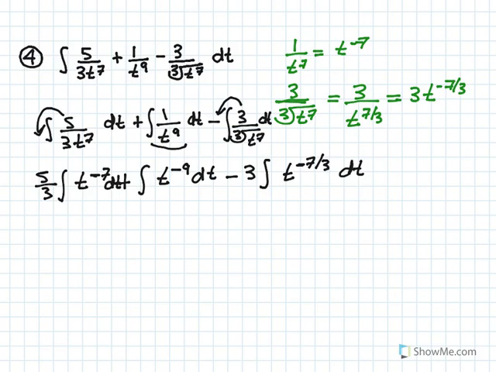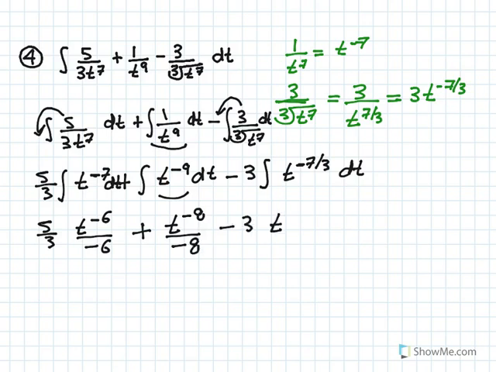Now let's reverse the power rule. We get 5 over 3, and that's going to give us t to the minus 7 plus 1, that's minus 6, divided by minus 6, plus t to the minus 9 plus 1, that's going to be minus 8, divided by minus 8, minus 3, t to the minus 7 over 3 plus 3 over 3, that's negative 4/3, divided by negative 4/3, and plus c.